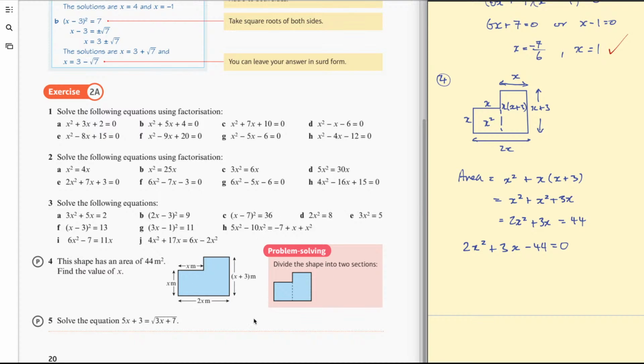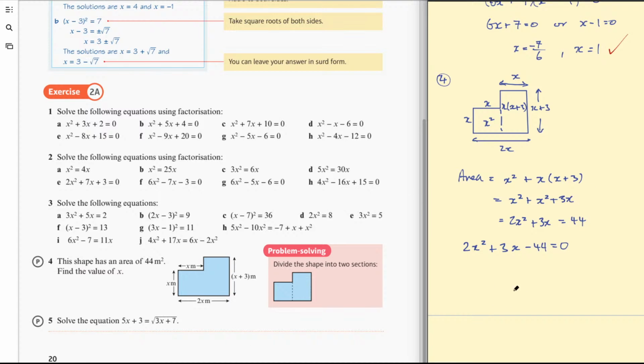I was just thinking, it'd be nice if they had more of these problem solving problems in here. Okay, so maybe for further exercise, I might have to get some more problem solving questions myself from somewhere and bring those in as well.